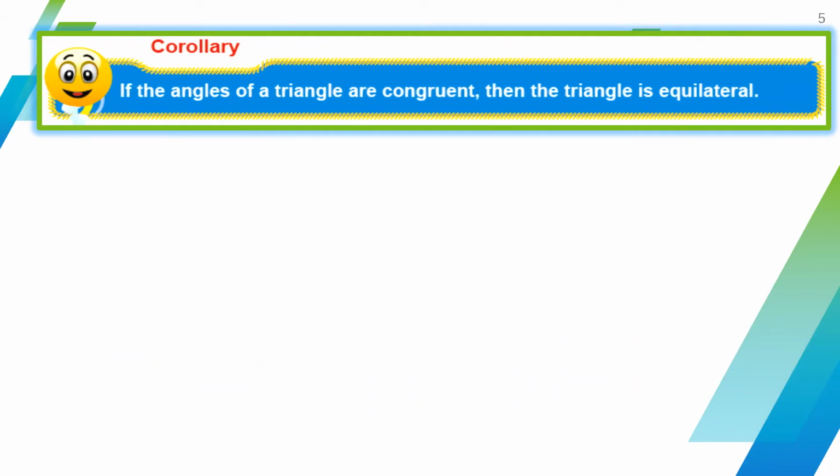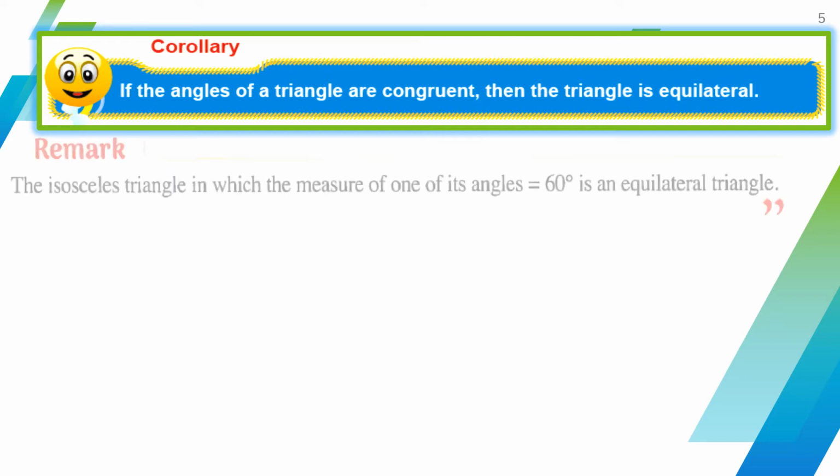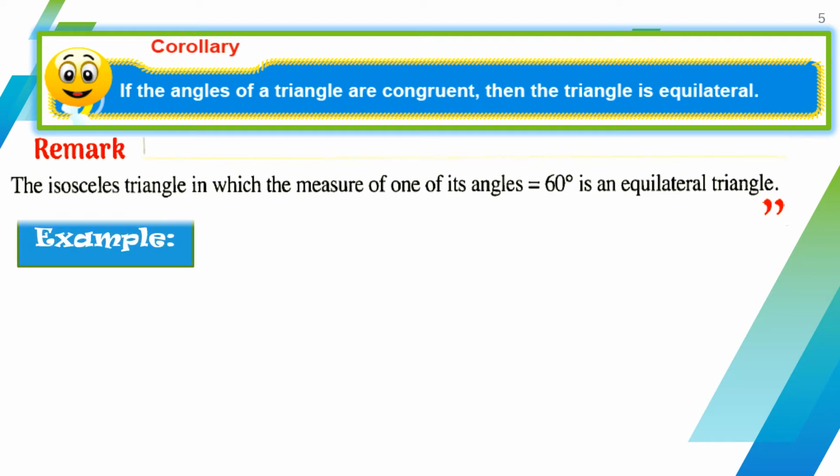Clearly, if the angles of the triangle are congruent, then the triangle is equilateral. An isosceles triangle in which the measure of one of its angles is 60 is an equilateral triangle. If I have an isosceles triangle with one angle of 60 degrees, then all the angles equal 60 degrees, so the triangle will be an equilateral triangle.